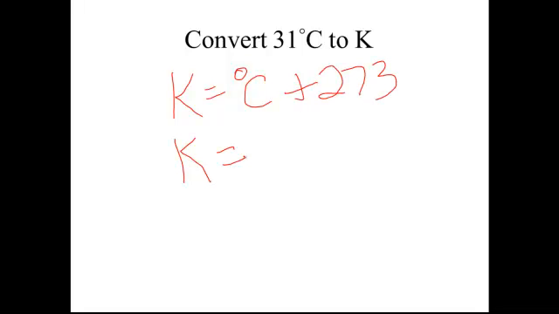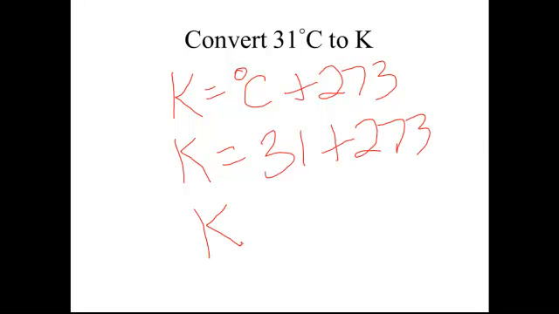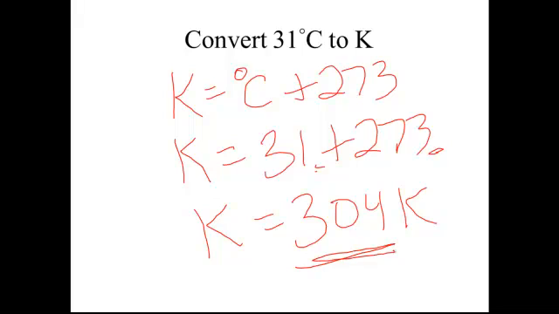Okay, so if we have 31 degrees Celsius, we want to convert that to Kelvin. We know that Kelvin equals the degrees Celsius plus 273. So 31 plus 273 is going to equal 304 Kelvin. Notice with significant figures, when you add, you're just looking at past the decimal point. Neither of these have anything past the decimal point, so your answer has nothing past the decimal point. So that is your correct answer, 304 Kelvin.